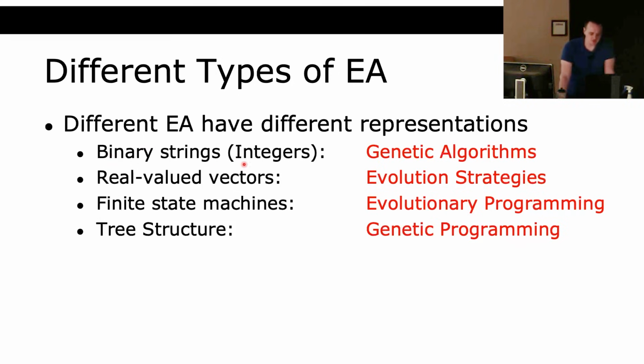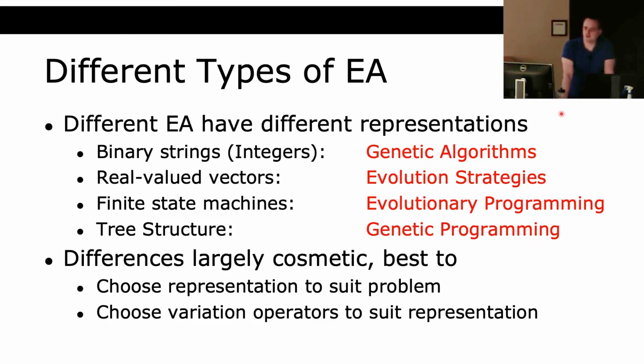If that is your representation, then it's called a genetic algorithm. If instead you use real valued vectors, those are called evolutionary strategies. If you use finite state machines, they are called evolutionary programming. And if you use a tree structure, that is called genetic programming. And so they've just assigned different names to algorithms using different representations. Okay? So all of these come under the branch of evolutionary algorithms, which is a part of evolutionary computation.